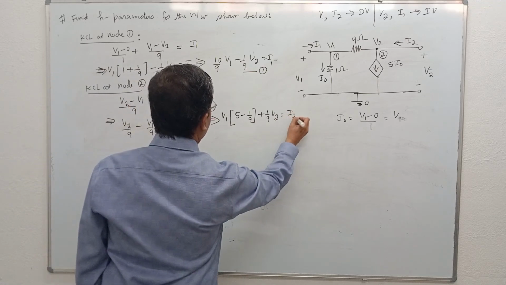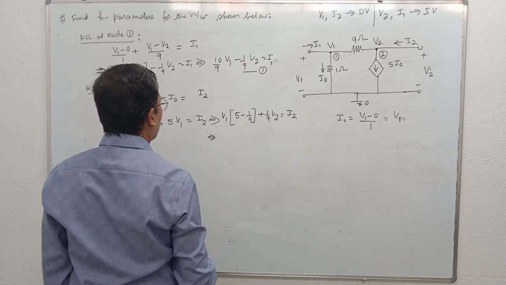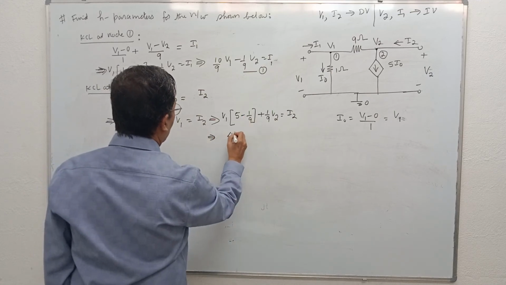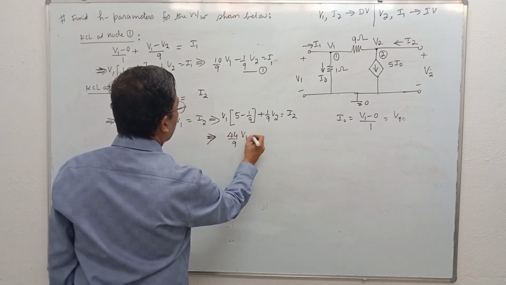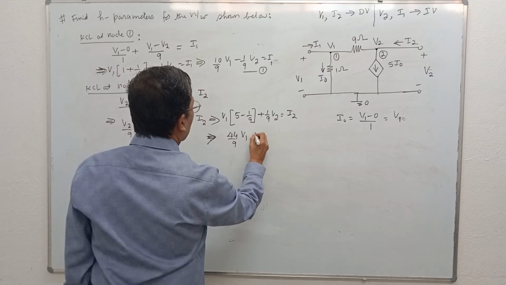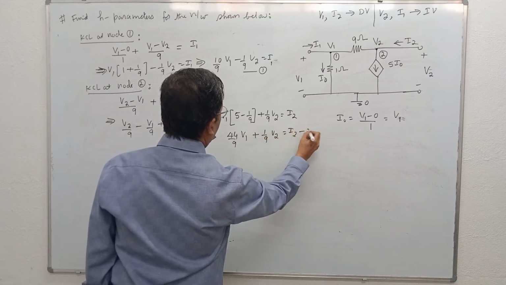to I2. This in turn implies 45 minus 1 is 44, 44 by 9 V1 plus 1 by 9 V2 is equal to I2. Equation 2.